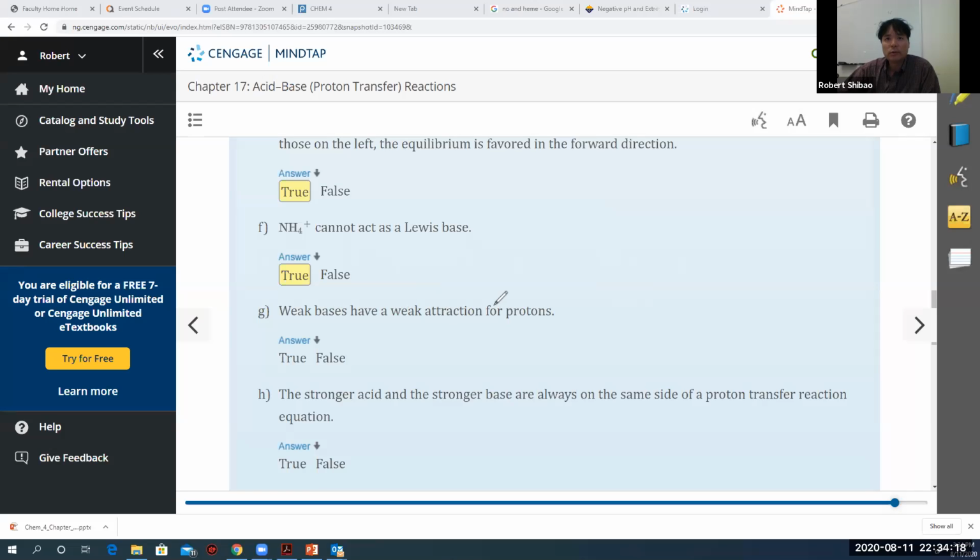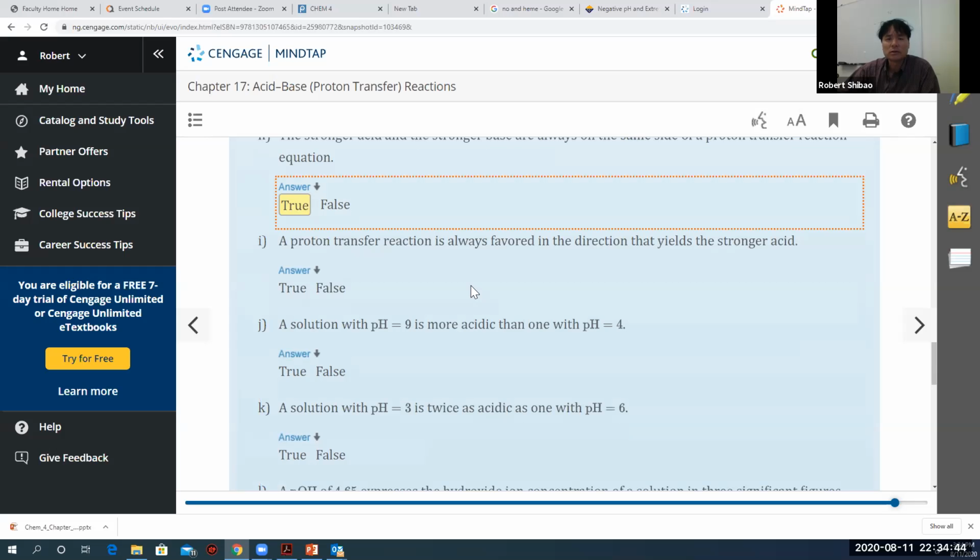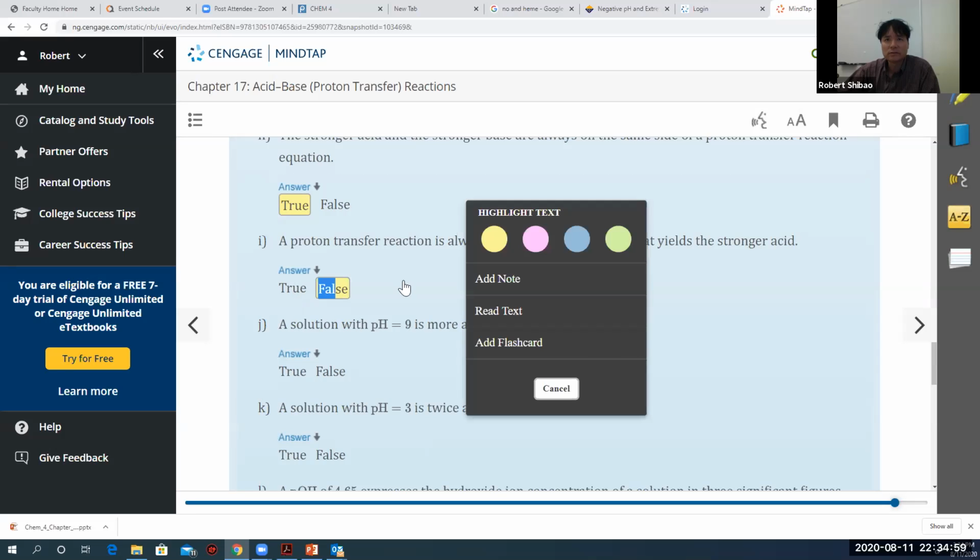Weak bases have weak attractions for protons. That's true. Strong bases have a strong attraction, and weak bases have a weak attraction. The stronger acid and the stronger base are always on the same side of a proton transfer. Yes, it always goes strong, strong to weak, weak, because of the conjugate relationship. A proton transfer reaction is always favored in the direction that yields the stronger acid. That's false. We always want to go from stronger to weaker. Going to the stronger is uphill, so it's false.